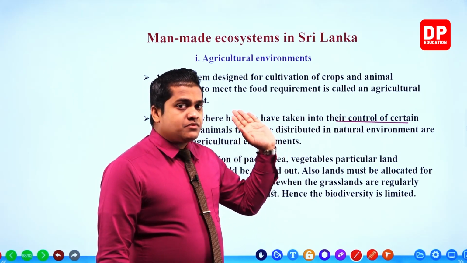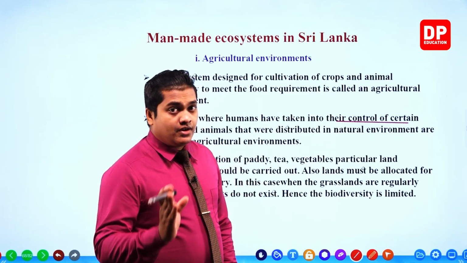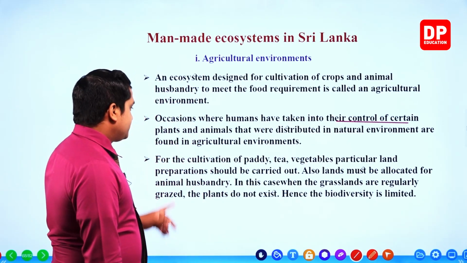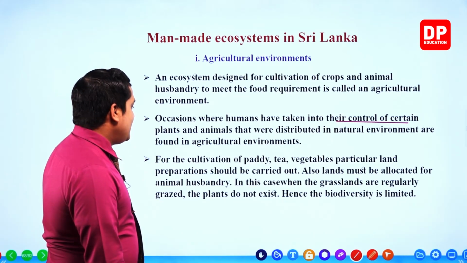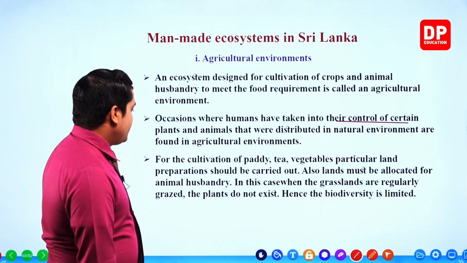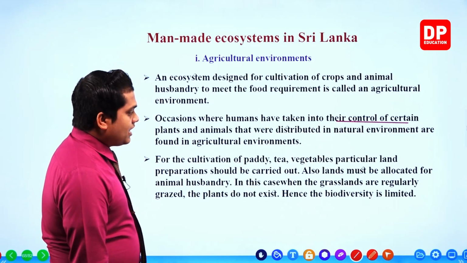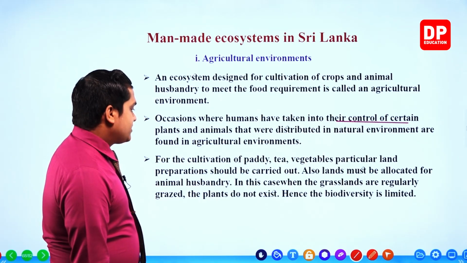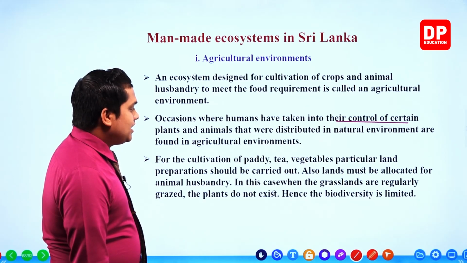So most of the time we use these things in our agricultural land. It can be either an animal or a plant. Okay, next one given: for the cultivation of paddy, tea, and vegetables, particular land preparation should be carried out. Also, lands must be allocated for animal husbandry. In this case, when the grasslands are regularly grazed, the plants do not exist. Hence, the biodiversity is limited.